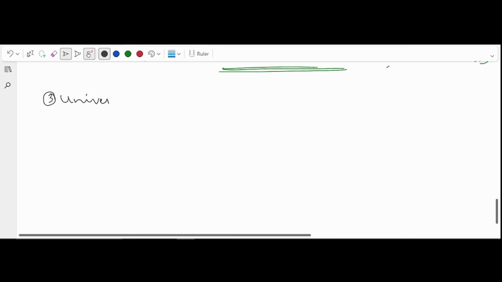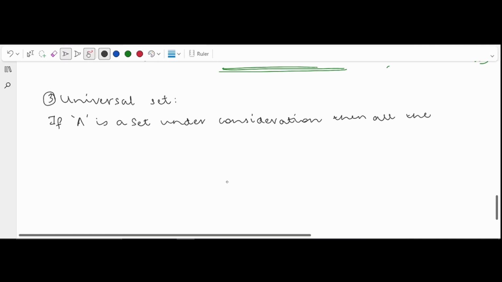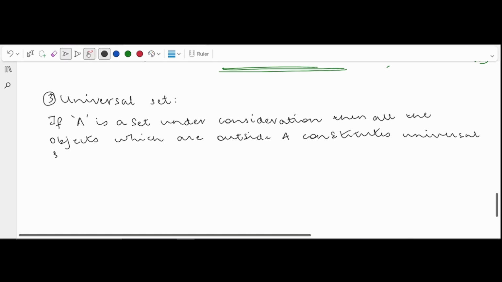Universal set. Let's see the definition. If A is a set under consideration, then all the objects which are outside A constitute the universal set, denoted by X or U. What does this mean?